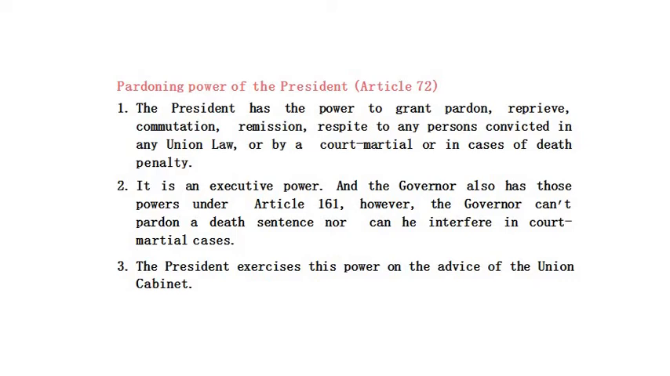That means the governor also has some pardoning powers, but if a person is given the death sentence or is in court martial cases, the governor has no pardoning power. The President exercises this power on the advice of the Union Cabinet.